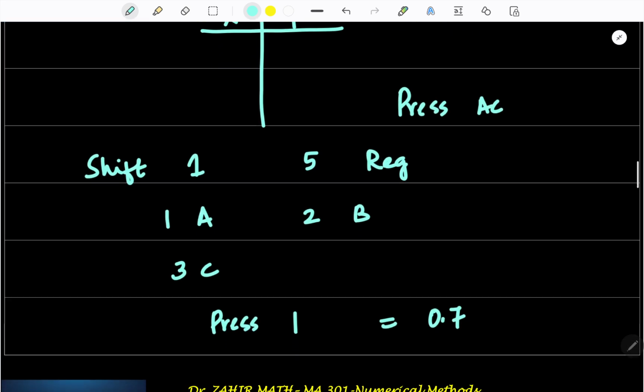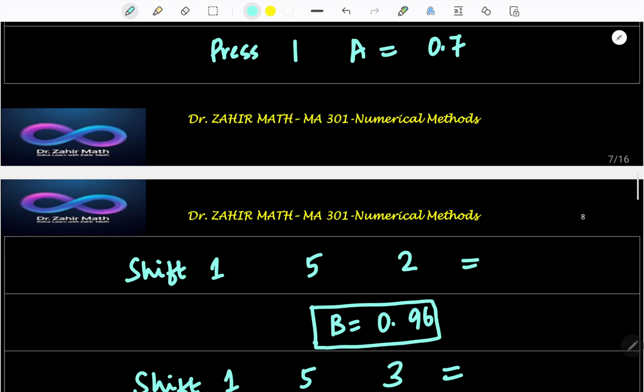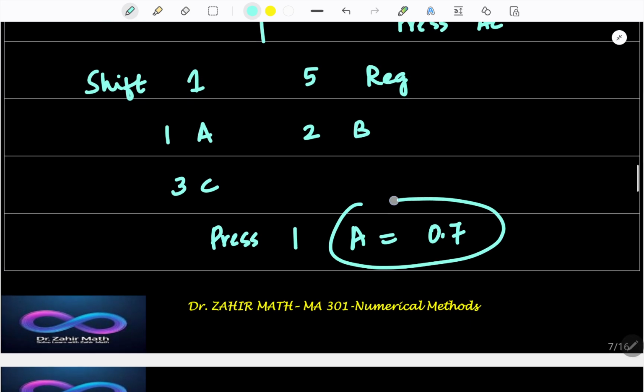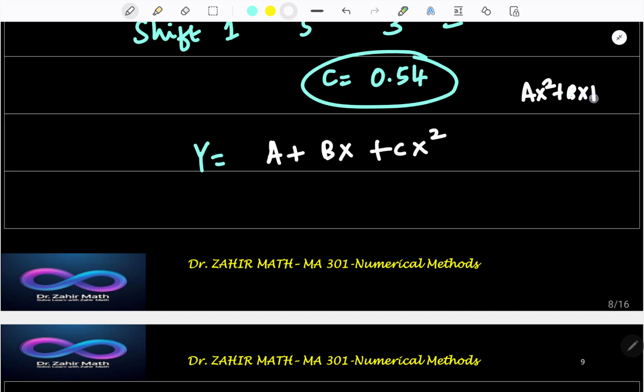A is how much? 0.7, right? A is equal to 0.7. I think 0.7, right? So Y is equal to A plus BX. Don't change the order. Don't write it like AX plus BX plus CX square. Usually we write AX square plus BX plus C.